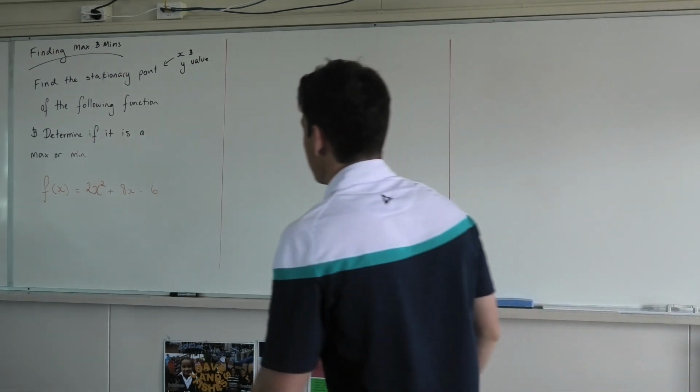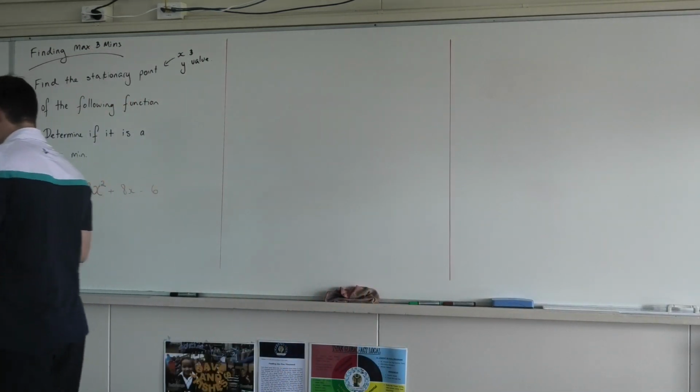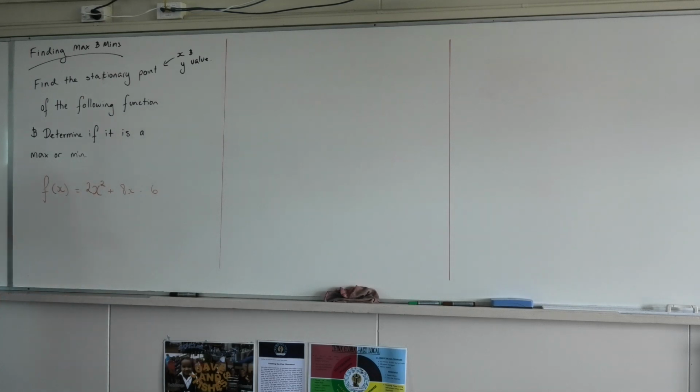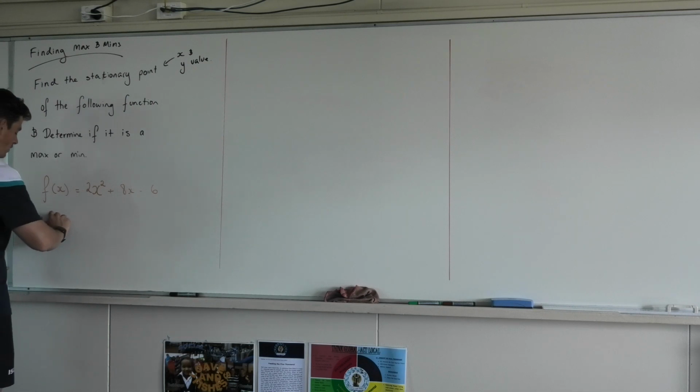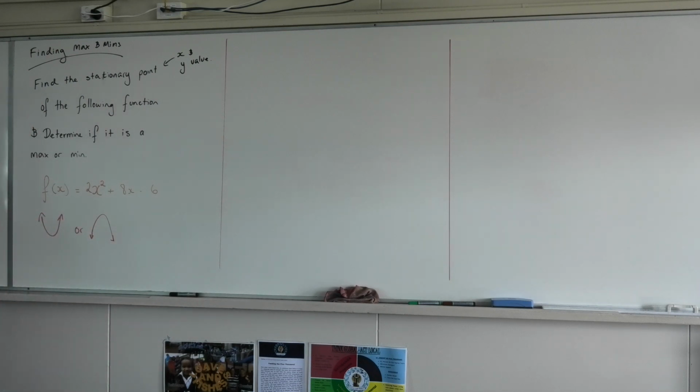Right, so I've asked us to find our x and y value for our stationary point and determine whether it's the maximum or the minimum value for that function, correct? What type of function have we got? Quadratic. So we know that's going to be a smiley face or a sad face, correct? So our stationary point is going to represent either a maximum or a minimum. If we're really aware, we'll see what type of quadratic function it is, and we'll already know from the start whether it's going to be a max or a min.